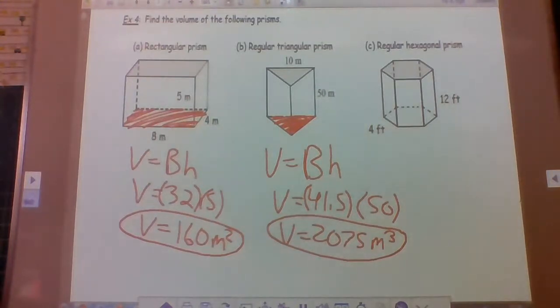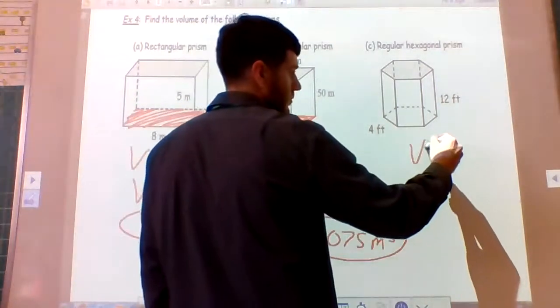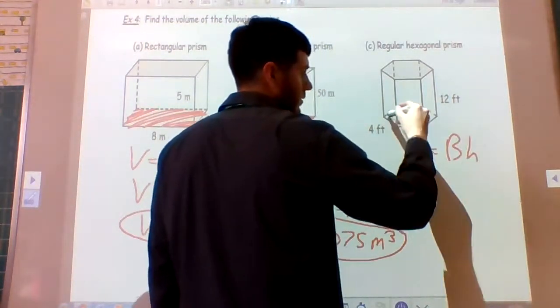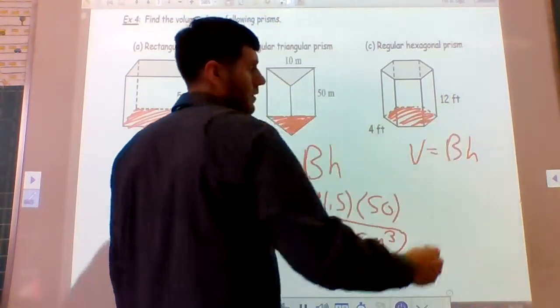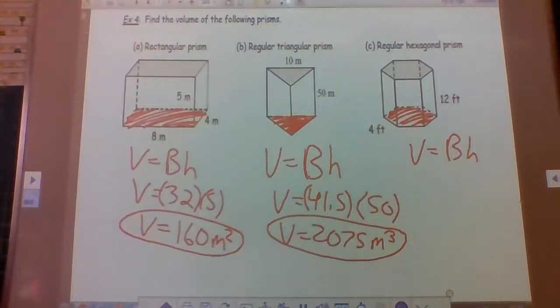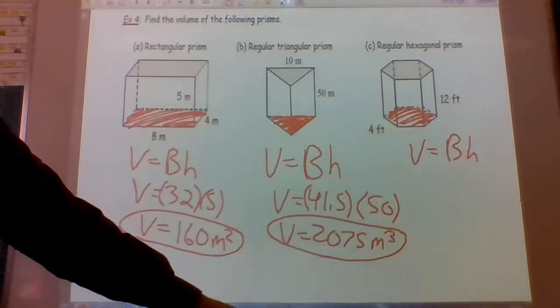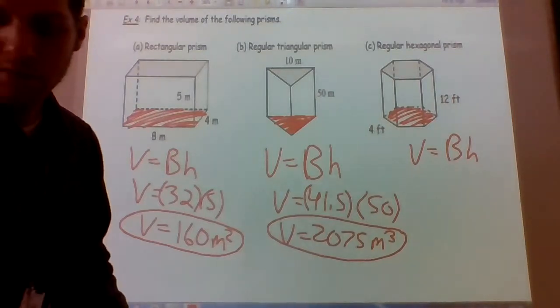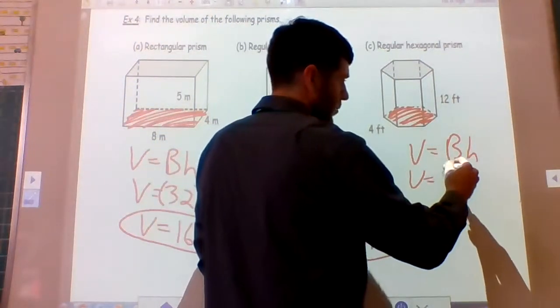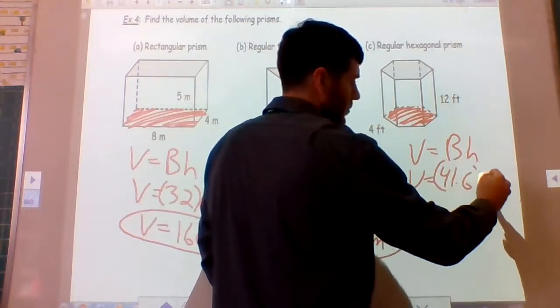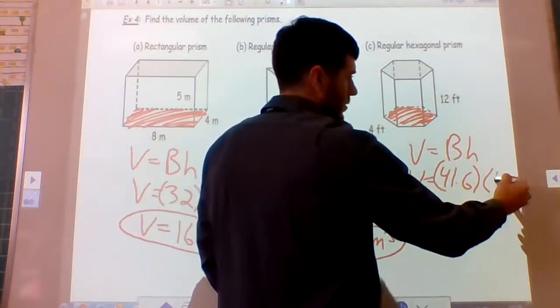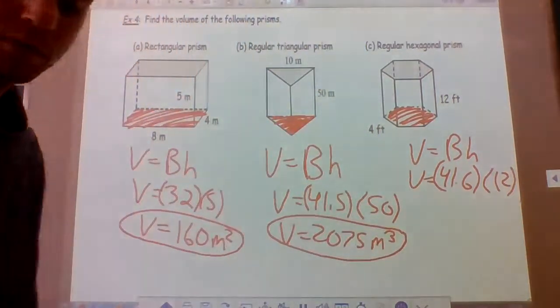Okay, and the last one, we found the base to be 41.6. So the base of our hexagonal prism, the hexagon, was the area of the bottom. So imagine a hexagon-shaped pool. The area of the bottom of the pool is 41.6. We found that in part 1. And then we need to multiply that area by the height of the water, 12, to find the volume of the water in there.